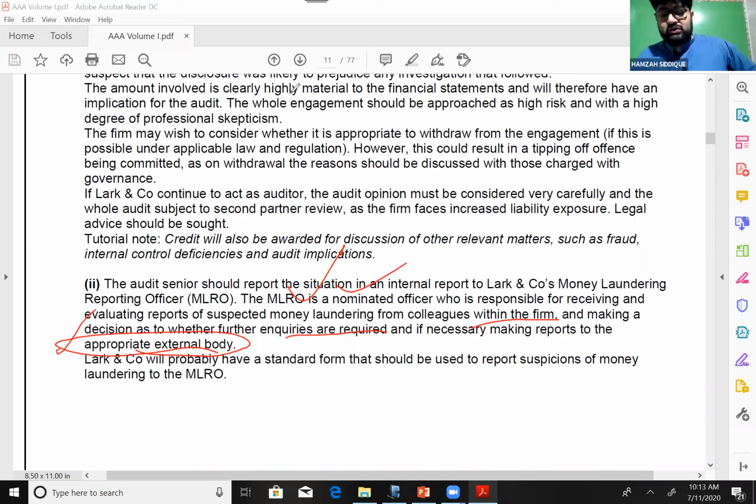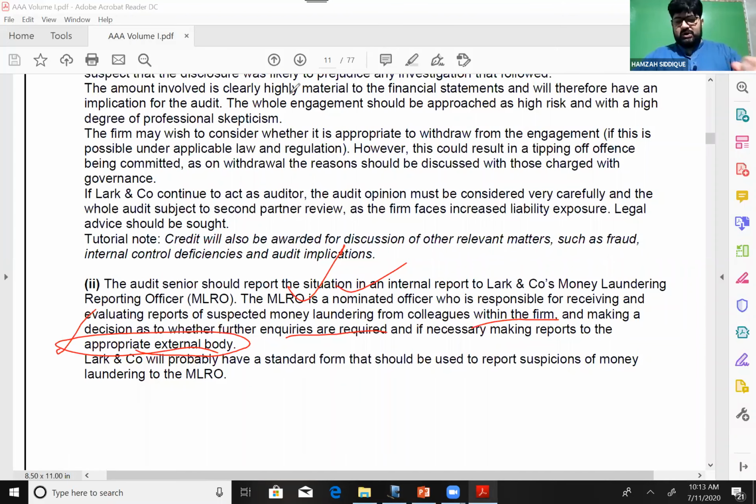For an external body, they should communicate to the authorities, but they should have a strong base for that. And they should consult the legal advisor for that as well. So that's the end of this question.